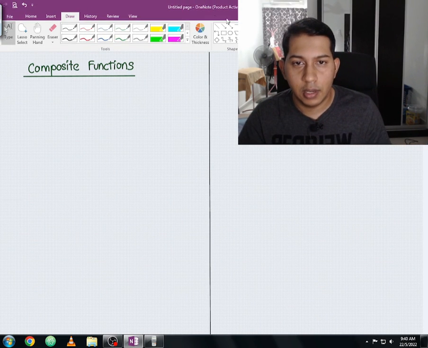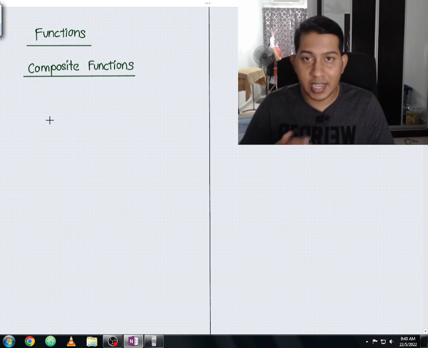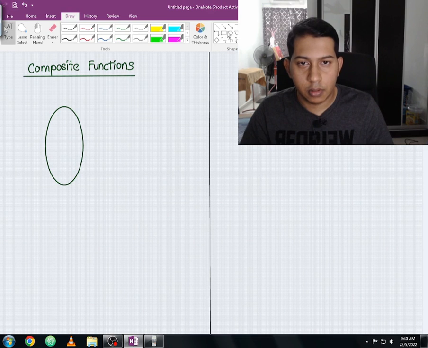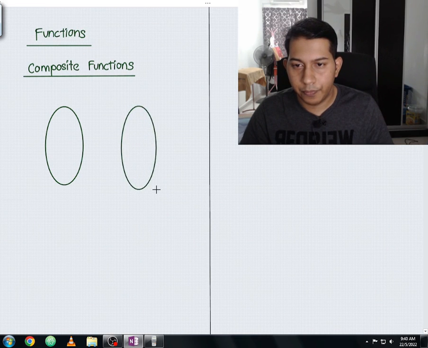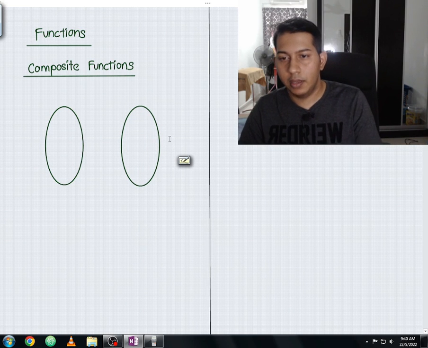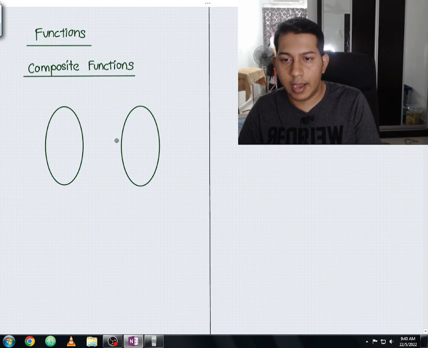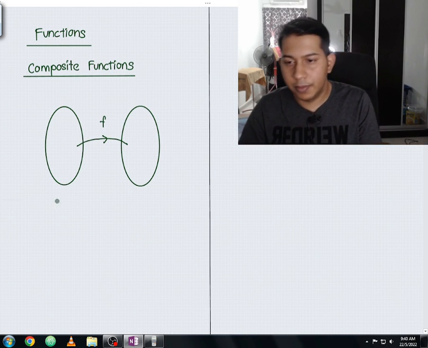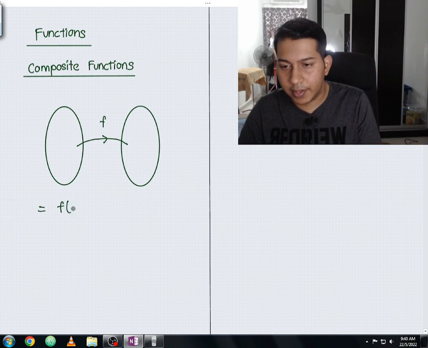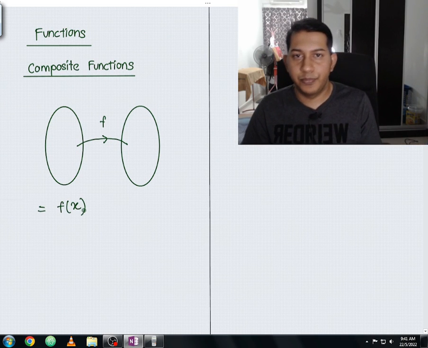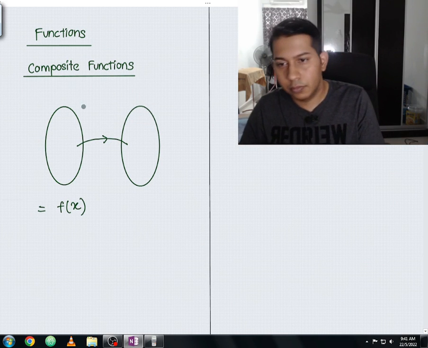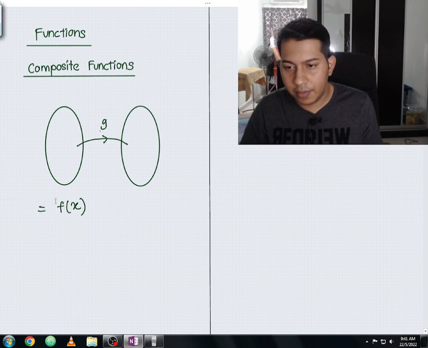Okay, from here, let me draw a set of an arrow diagram which indicates a function. Let me draw another one, and let me connect the two oval shapes with an arrow F. If you see this case, you can write your function as f(x). This is a normal function, which by right now you should know. Let's say if I write here g, this function will be g(x).